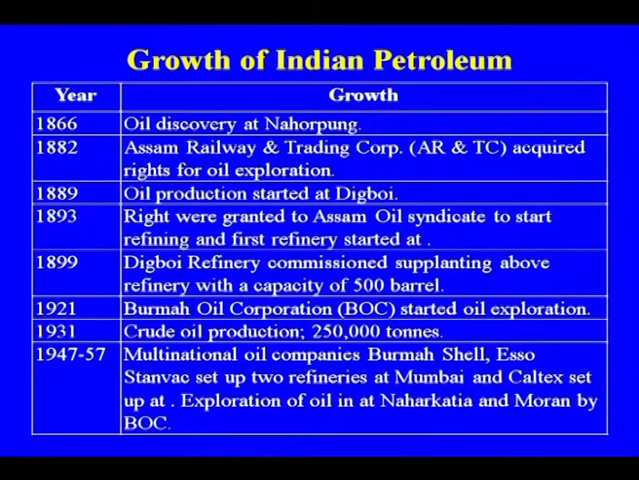And exploration of the oil in the Naharkatia and the Moran. This is the place near Dibrugarh, where again one large cracker plant is coming, because a lot of gas is available, and that gas was still not being utilized. And you can just see, because of the political reason, there was no cracker plant, no petrochemical complex except Assam Petrochemical, where they are using the natural gas for making methanol.